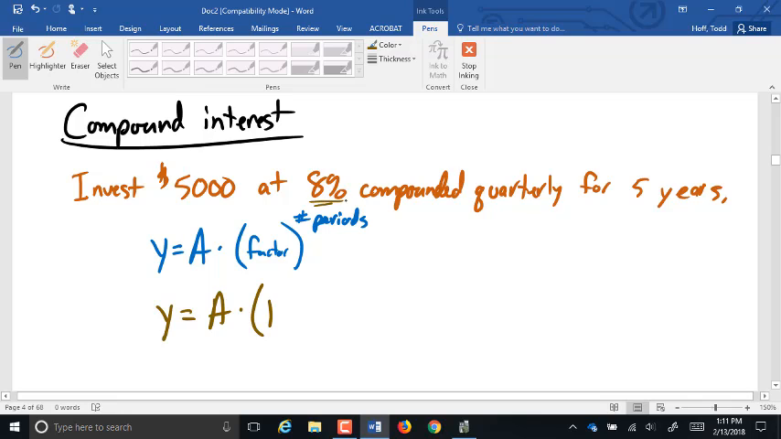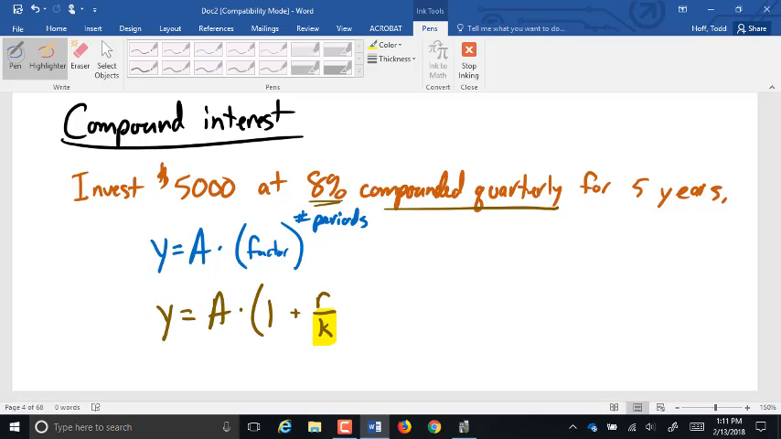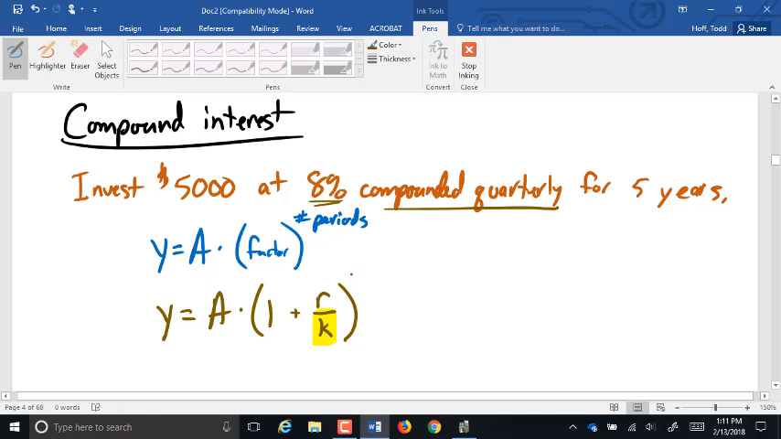But 8% is not going to be your increase per period. That's the annual rate. It's compounded quarterly. So what we would do is we would divide that by the number of periods in a year. So it's R over K, where K is the number of periods in a year. If it's quarterly, K would be what? 4, right? 4 quarters in a year. To the power of the number of periods. Well, the number of periods is not just the number of years. There's 4 periods in every year, so it's going to be K times T.